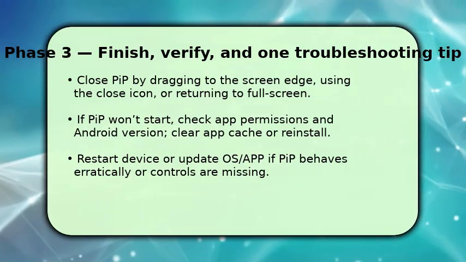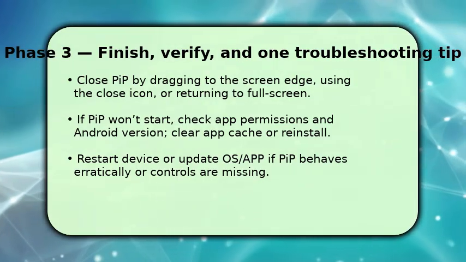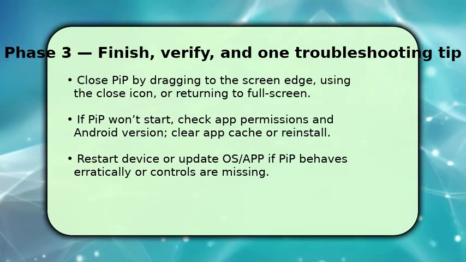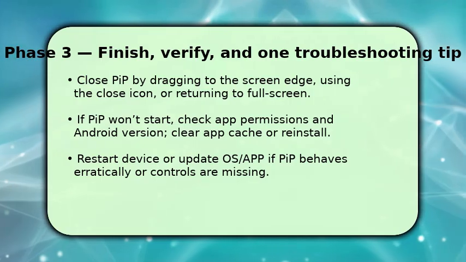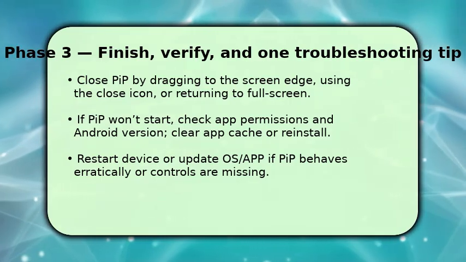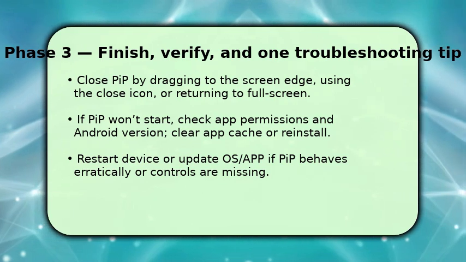Clear the app cache or reinstall the app to reset its behavior. And if controls disappear or the overlay glitches, restart the device and install pending OS or app updates. This often resolves stubborn PiP issues.